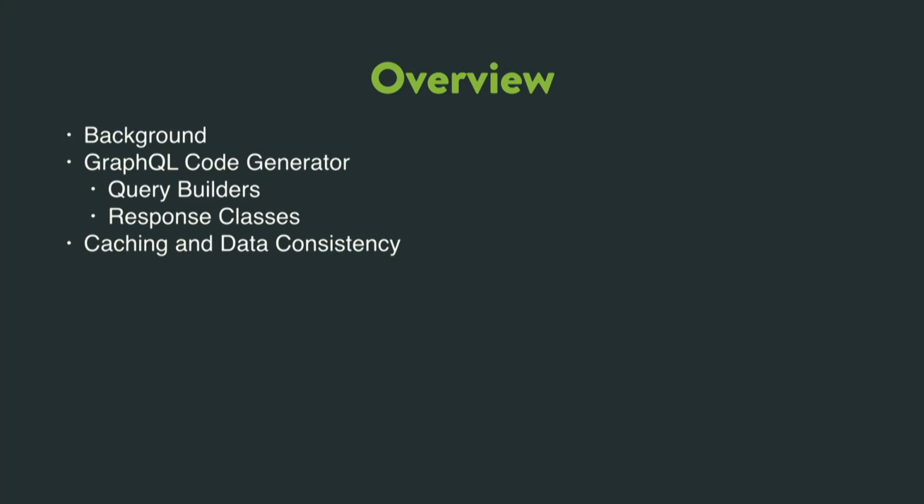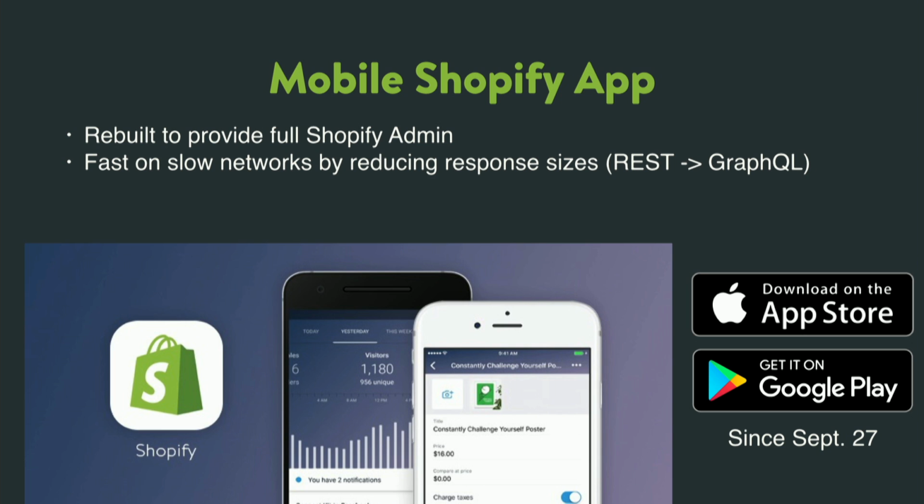All right, so first I'm going to give some background on what we were actually building and help you understand why we built what we built and how we got there. I'll talk about how we use code generation in order to build the clients that we built. And I'll also talk about how we do caching, and more importantly, how do we keep data consistent across the app when it changes.